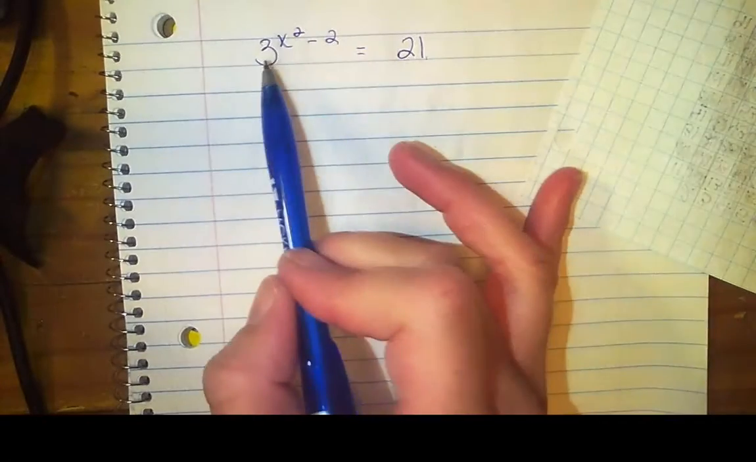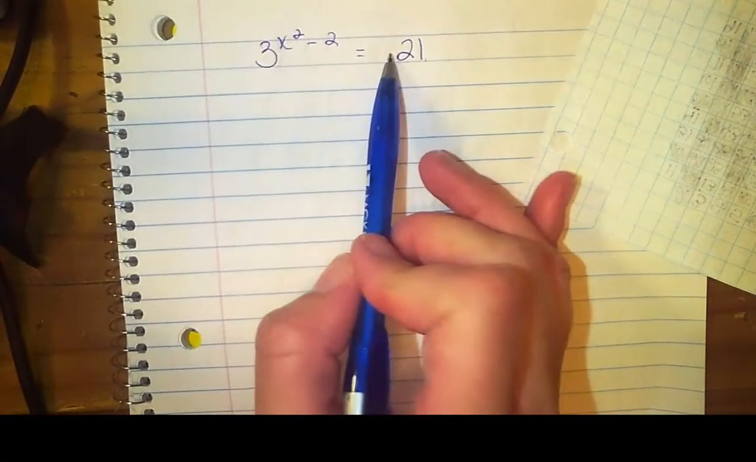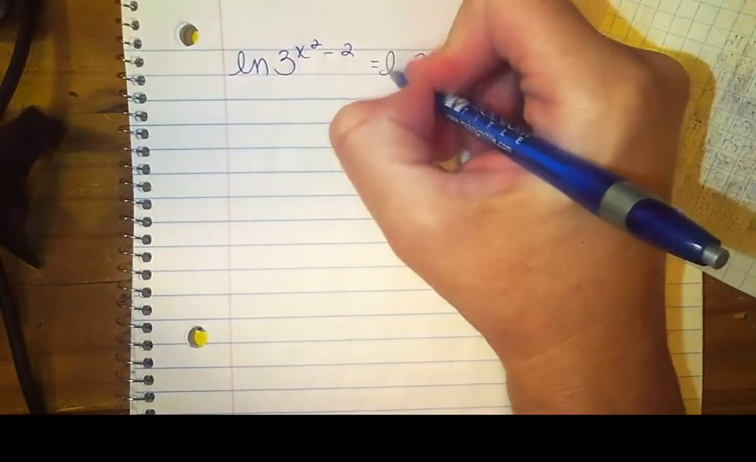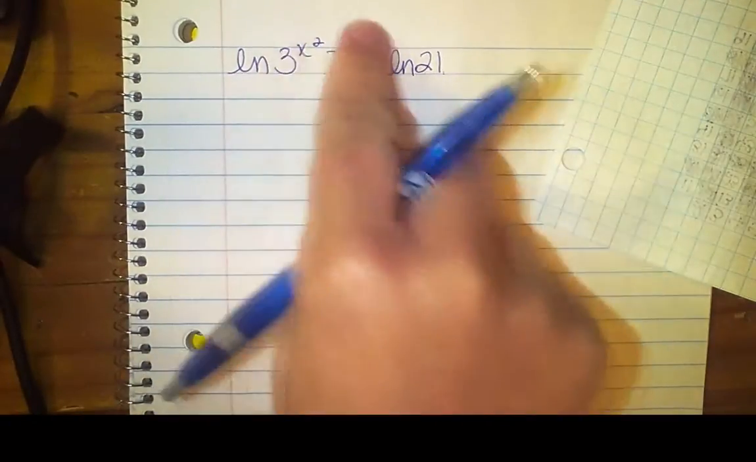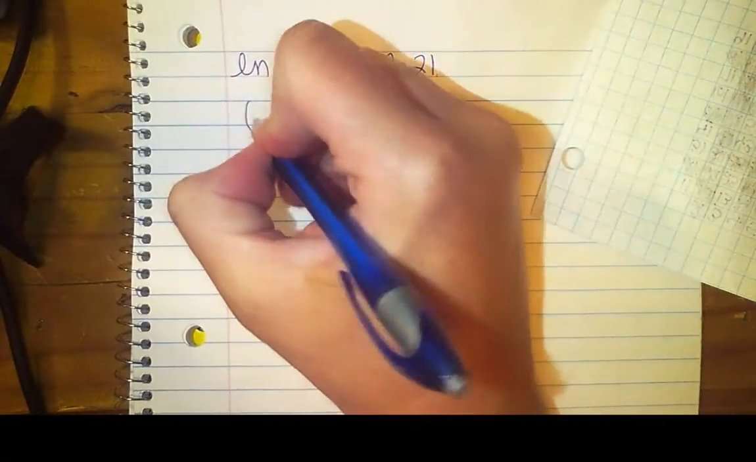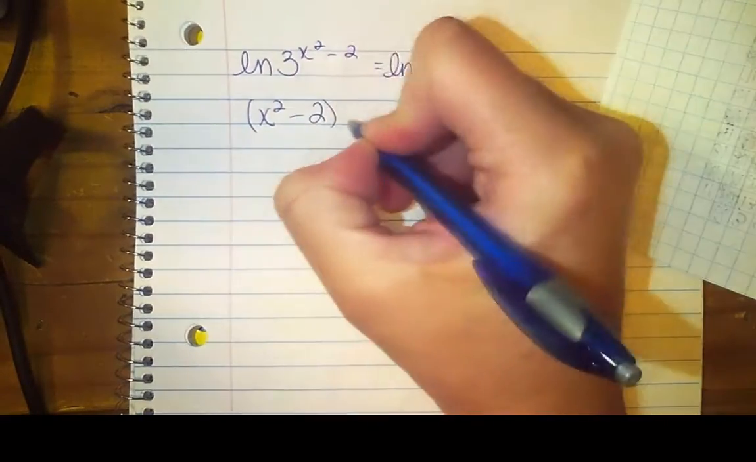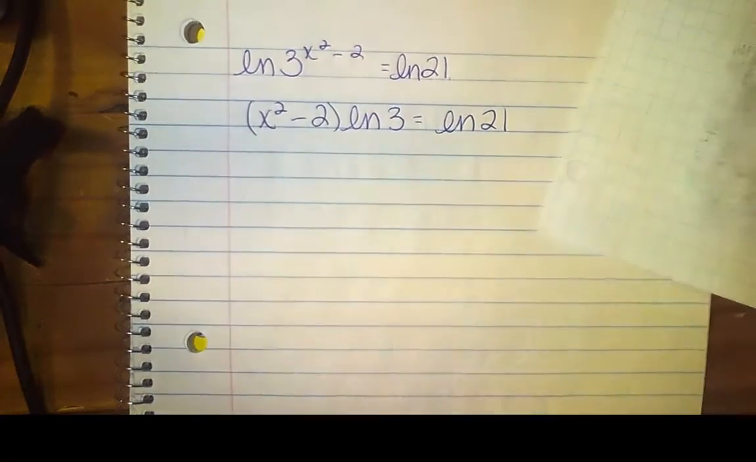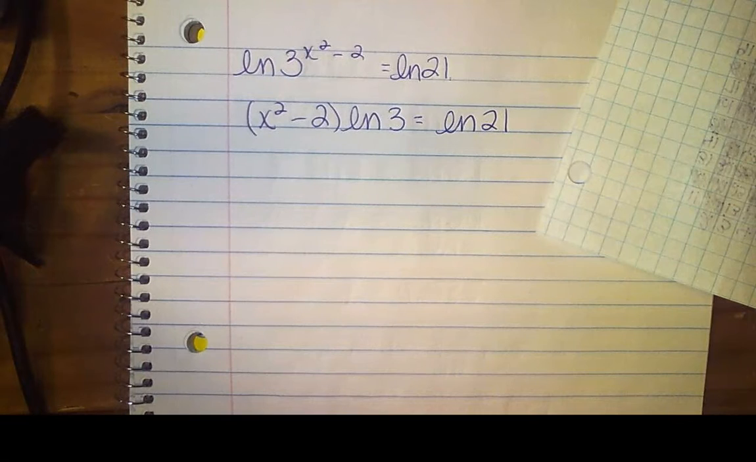So my next question is, do I confidently know base 3 or base 21? No, I really only am familiar with base e and base 10. So I don't care which log you use as long as you use one of them. So I'm going to take the log of both sides. That allows me to drop my exponent out front as a coefficient. So I get x squared minus 2 times the natural log of 3, and that's going to equal the natural log of 21. So before you dive in and start doing stuff, what are you trying to get by itself? I'm trying to get the x by itself.